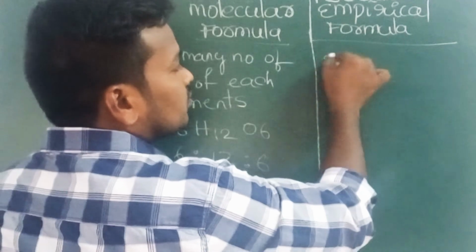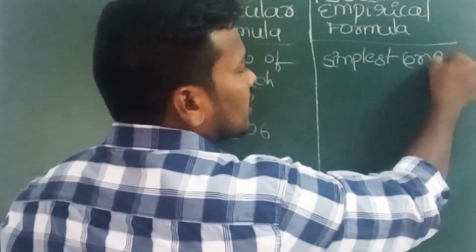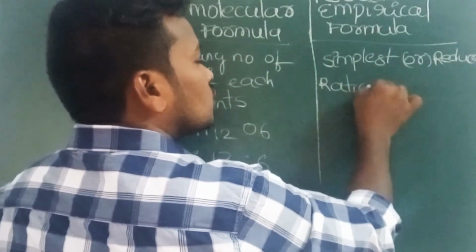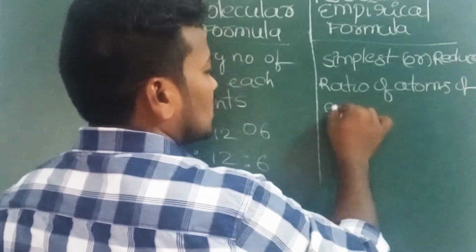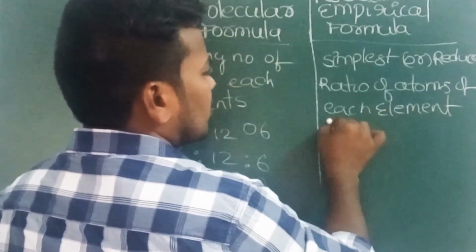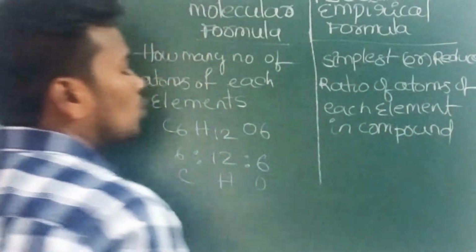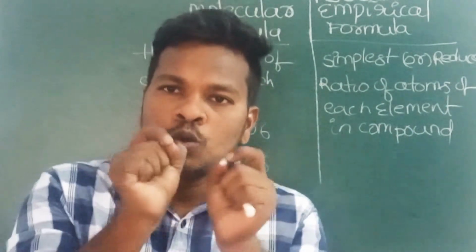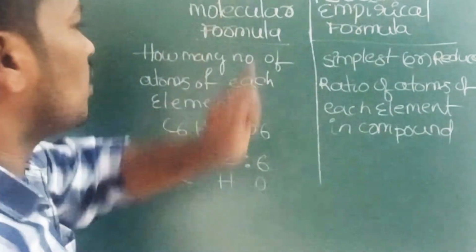So the simplest or reduced ratio of atoms of each element in a compound. If you represent it in terms of the simple ratio, that is called the empirical formula. If you represent exactly how many atoms are present, that is called the molecular formula.